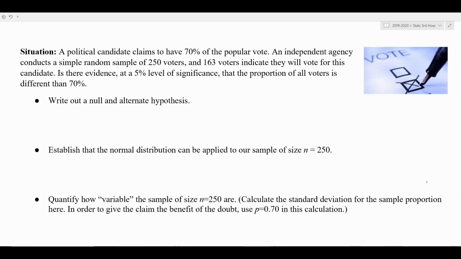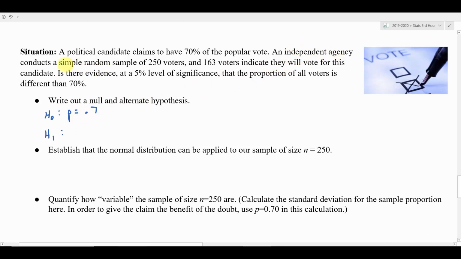So this one's going to be a little bit different than the ones that we did yesterday. Okay, so let's start off with reading the problem and we'll set up our null and alternate hypothesis here. It says a political candidate claims to have 70% of the popular vote. That sounds a lot like an assumption about the population, so I'm going to set up my null hypothesis right away. The null hypothesis is that the proportion of votes this candidate thinks he has is 0.7. Now we're looking for an alternate hypothesis, so it's going to be contradictory to the idea that it's equal.